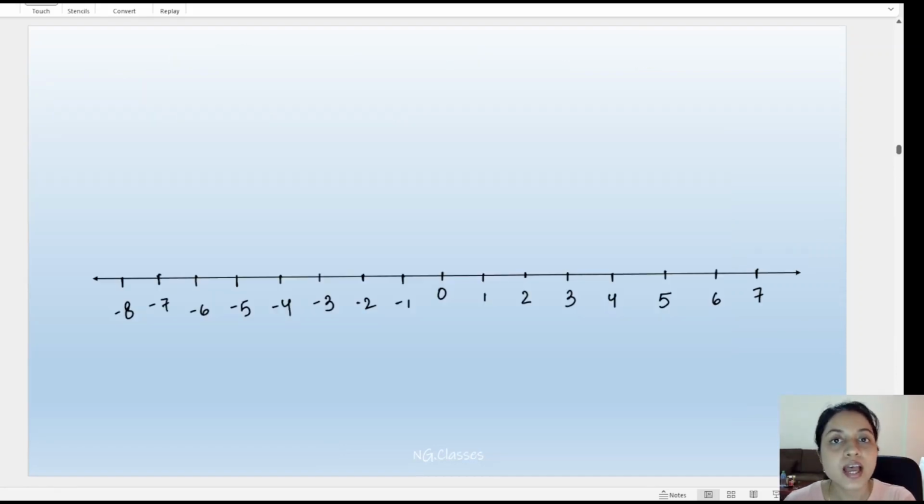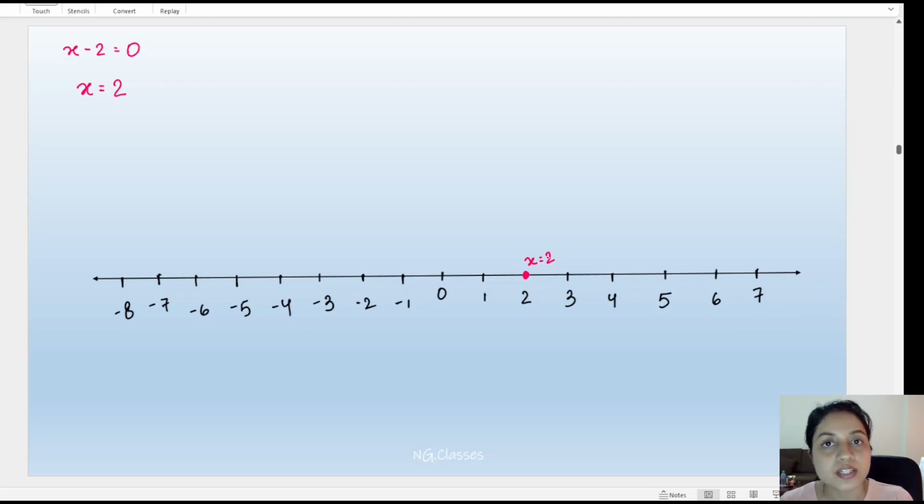Now, let's say we have the equation x minus 2 equals 0. This is a linear equation in one variable. We can find the solution of this equation by taking out the value of x, that is 2. We can also represent this solution on the number line. So the x value is 2, and this is the location of the solution, right?